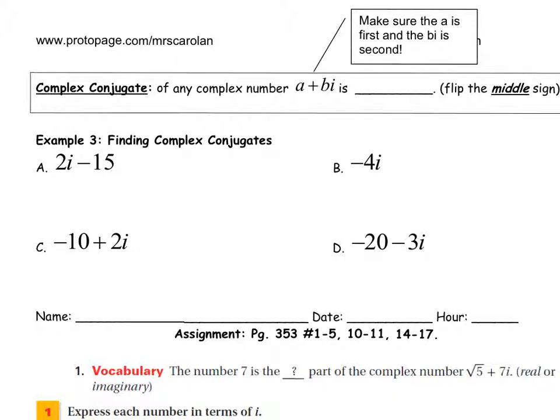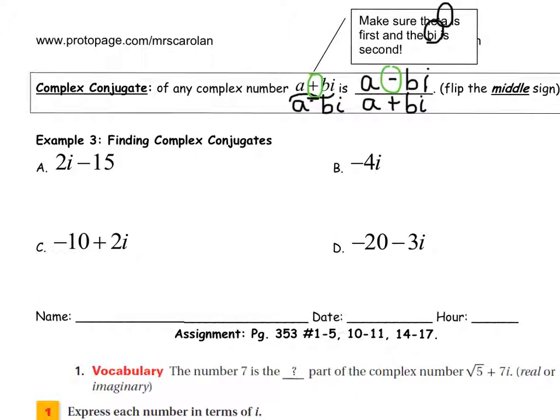Finding a complex conjugate is not as complicated as it sounds. The first thing you have to make sure is that your number is in the complex form a plus bi, where a is first and the bi is second. If it's not in that order, you have to flip it around so it is in that order. The complex conjugate of something in that a plus bi form is simply a minus bi. So the only thing we're doing here is we're flipping that middle sign. If we started with a minus bi, then the complex conjugate would be a plus bi. So that's all we have to do, is flip the sign in the middle.